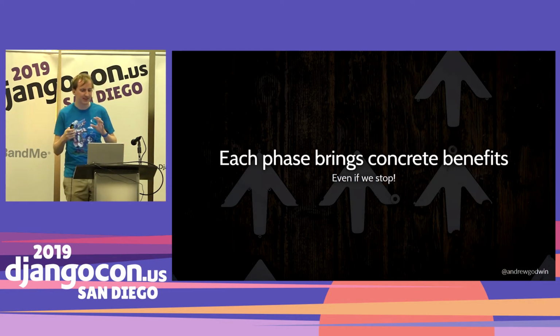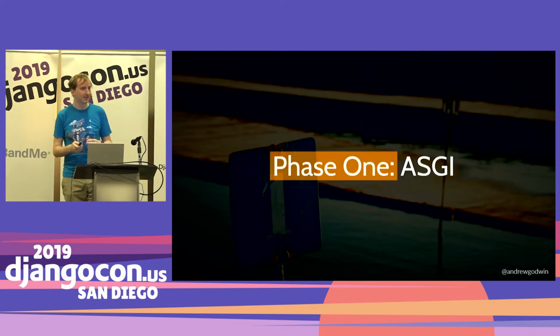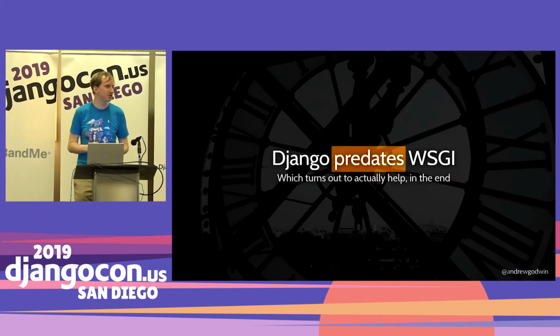So let's talk about each of those phases in a bit more depth and what it means to be outside in. First of all, ASGI. And a fun bit of history here. Django predates WSGI. When I first came to Django in around the 0.96 era, WSGI was this new thing, the idea that we could have a standard that wasn't just tied to one server.